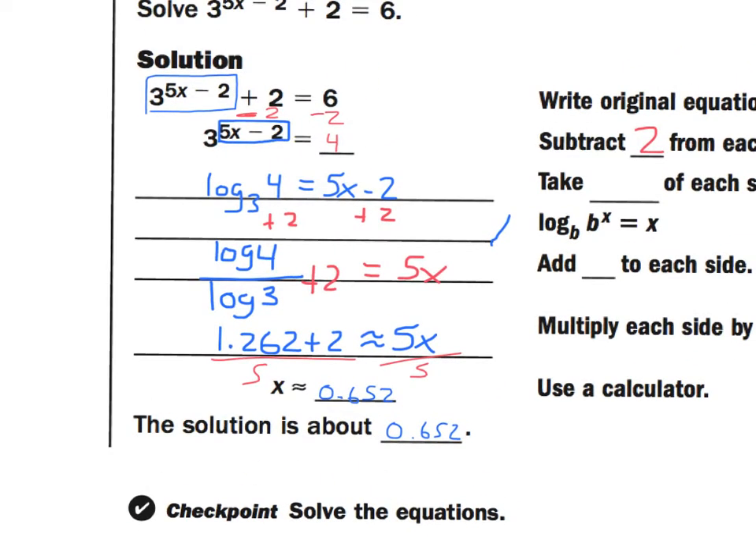When I take 0.652 here, that's going to be 3 to some power plus 2 is going to be 6. So notice this is going to be less than a 2, because I can't say 9 plus 2 is going to be 6. All right.